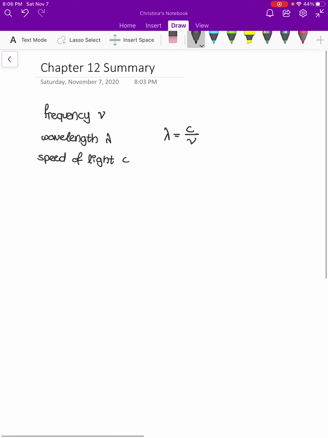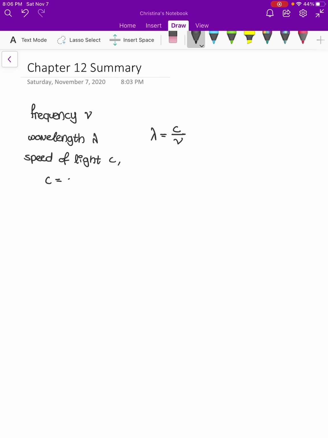The frequency of radiation, nu, is related to the wavelength, lambda, through the speed of light, which is denoted by c. The speed of light depends on the medium, but when light is traveling through vacuum, its speed is equal to 2.998 times 10 to the 8th meters per second.